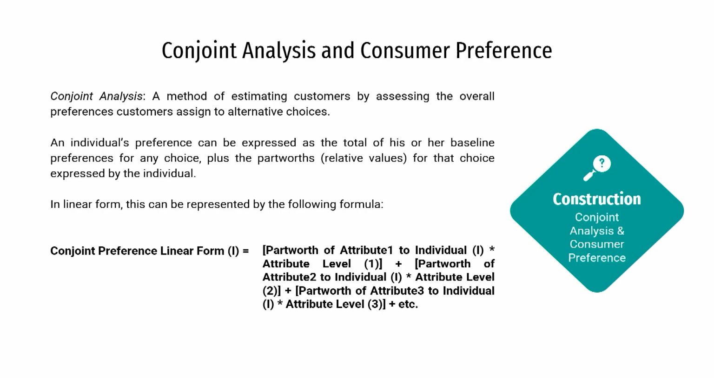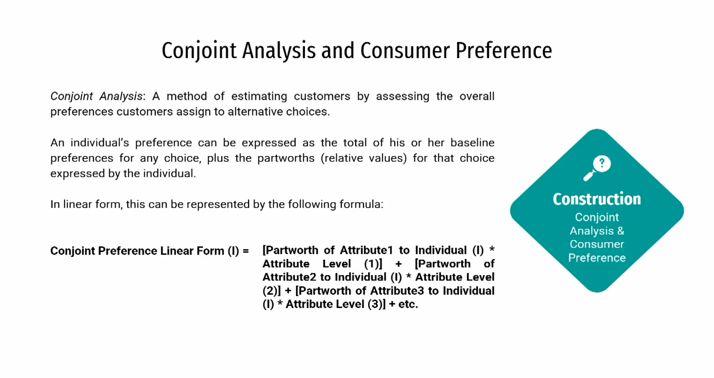An individual's preference can be expressed as a total of his or her baseline preferences for any choice plus the part words. So, part words are basically nothing but numerical utility scores representing the specific value a consumer assigned to each of these levels of the product attributes. So, product attribute can be brand, product attribute can be price, product attribute can be performance, product attribute can be color. So, in a linear form, this conjoint preference can be represented with part word.